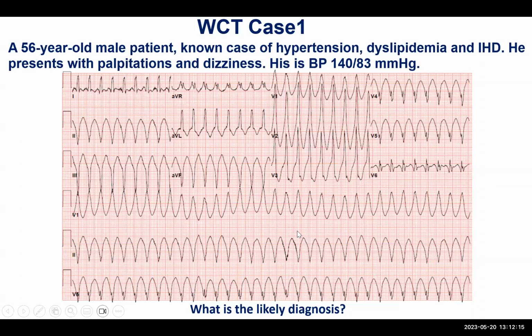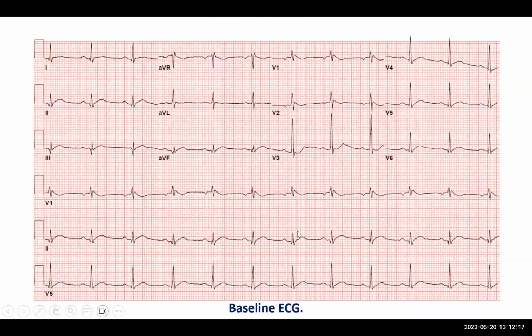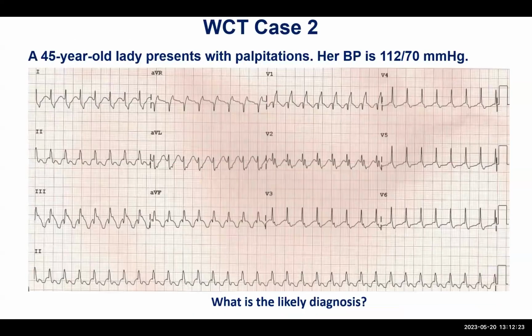So this is actually the baseline ECG. If you compare that one to this one, you see a big difference. Again, I'll move quickly through the five cases because I'm going to come back to them after the discussion and the lecture itself. A 45-year-old lady, she's in the emergency room with palpitations, blood pressure 112 over 70 millimeters of mercury, and this is the 12-lead ECG.